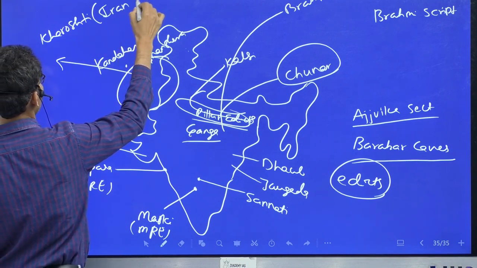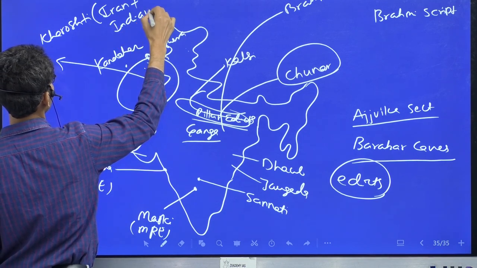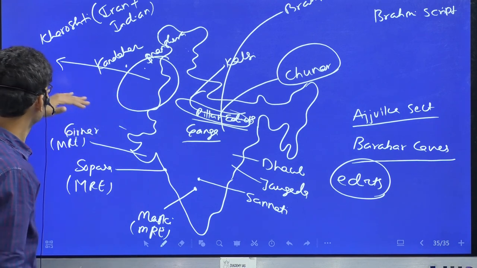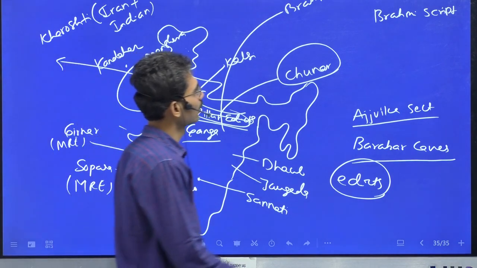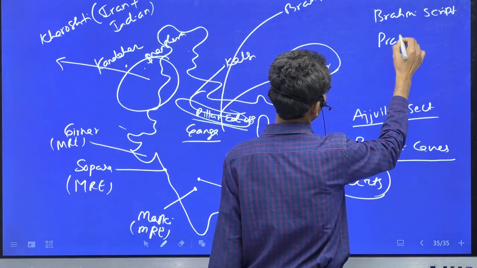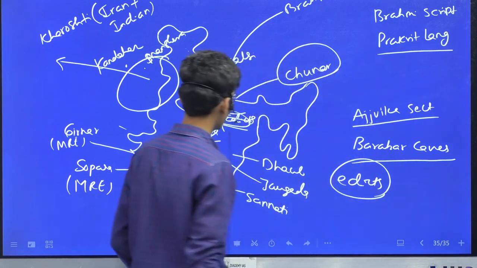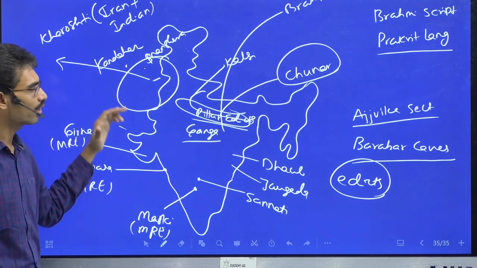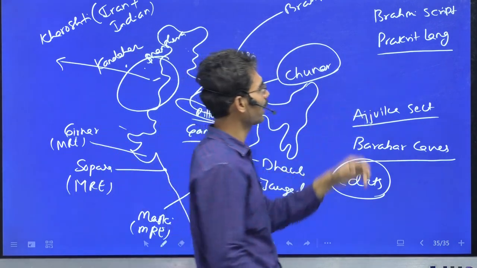Kharosthi is the combination of Iranian script plus Indian script. Already Greeks were also there, Greek script. Iranian Aramaic script he issued. Then language-wise, Prakrit language. So in the northwestern part, Greek language, Iranian language, Prakrit language. In the mainland, Brahmi and Prakrit.